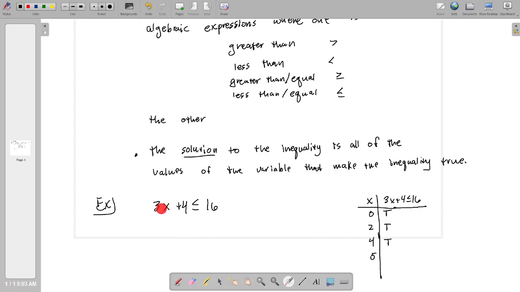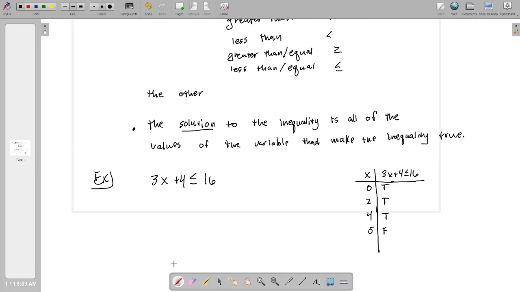So if we plug in 5, 3 times 5 is 15, and 15 plus 4 is 19. 19 is not less than or equal to 16, so this becomes false. So we have all these values that are true. Now we obviously can't do this forever, because literally it would take forever and we would still not finish. So instead what we're going to do is look for when it changes from true to false.